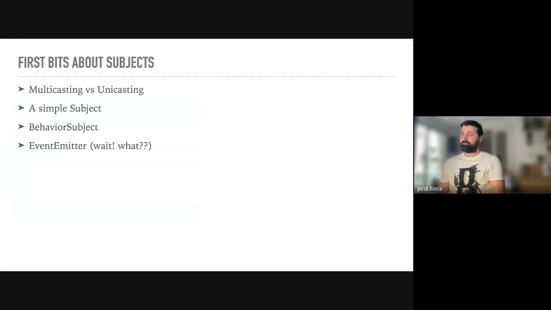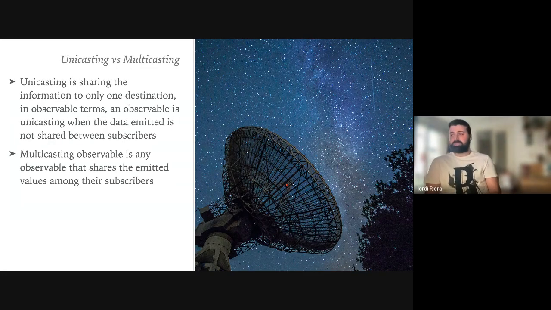The same thing works with subjects and observables. Normally observables, there are hot and cold observables. I'm not gonna get into that, but normally observables tend to be unicasting. For instance, if you have an observable that emits a random number and you subscribe to it, the first subscriber will get one number. And if a second subscriber subscribes to that same observable, the second subscriber will get a different number. So it's a different value for each subscriber.